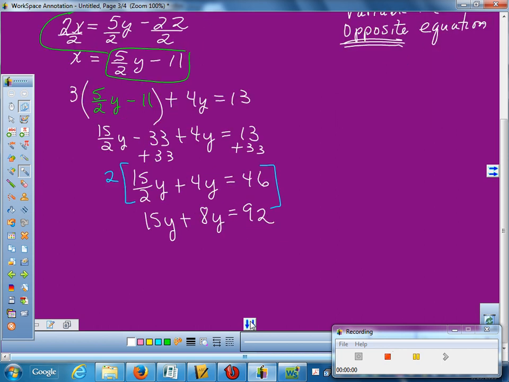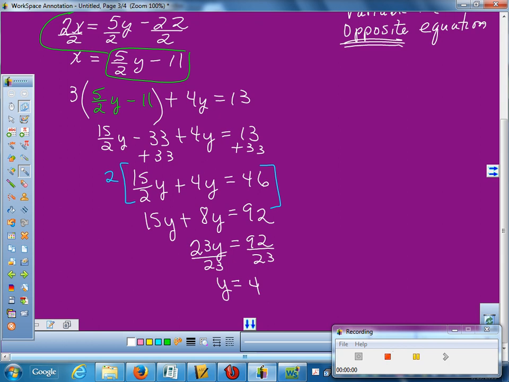Which is going to give me then how many y's? That's 23y equals 92. And what's going to happen? Anybody panicked? Will 23 go into 92? Well, 23 times 4 is 92. So, we got an answer of 4.